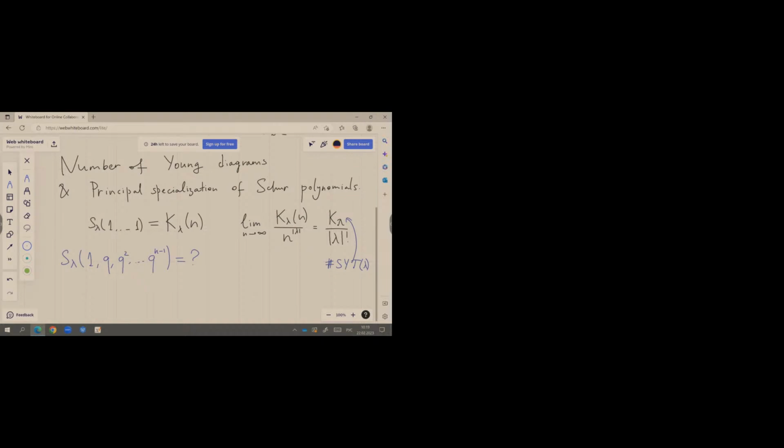So, a natural question is why bother, right? Why do we expect to get something interesting? Well, actually, we answered this question last time at the exercise class when we found the values of e_k specialized at 1, q, etc., q to the n minus 1, and h_k, complete symmetric functions, at 1, q, etc., q to the n minus 1. What are these guys equal to?